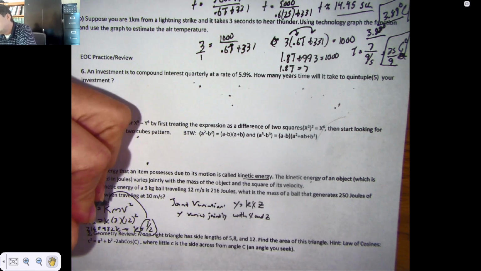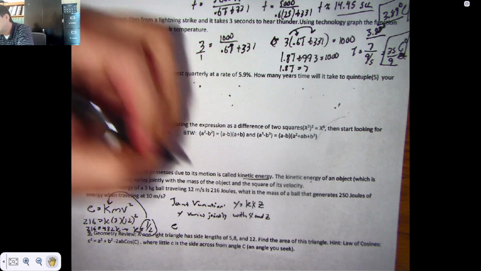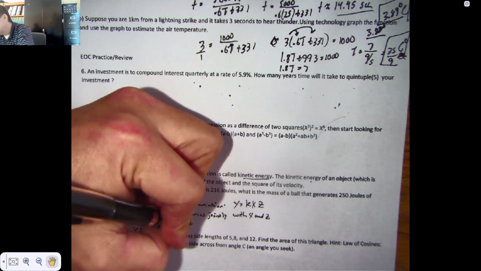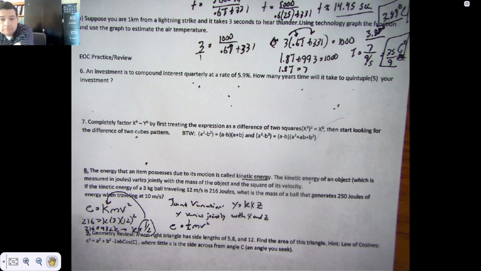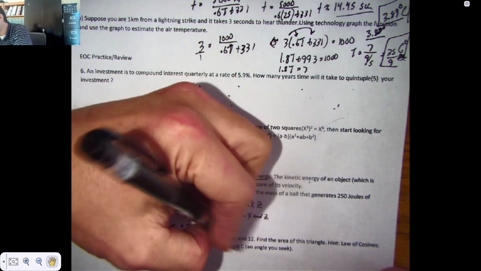Now I know what that is. So I have the actual equation for energy here. Energy is 1/2 mass velocity squared, which is the right equation here. It is. Don't believe me, take a physics course. Not a conceptual physics course, an actual applied physics course. What is the mass of a ball that generates 250 joules when traveling at 10 meters per second?